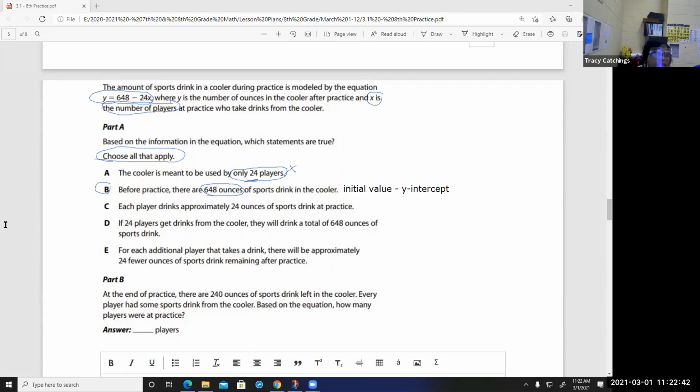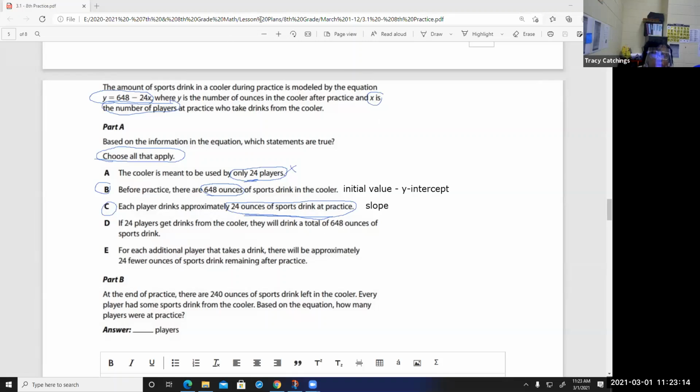All right, C says each player drinks approximately 24 ounces of sports drink at each practice. We said we didn't know our players, but we do know x is for the players. What's with x? So yes, that would be correct. That's the slope.